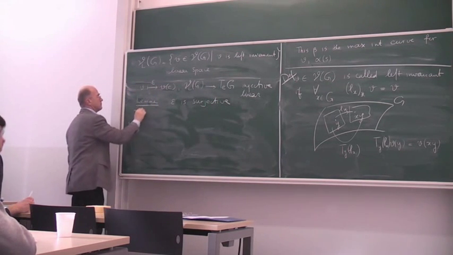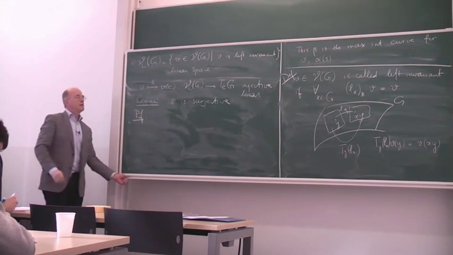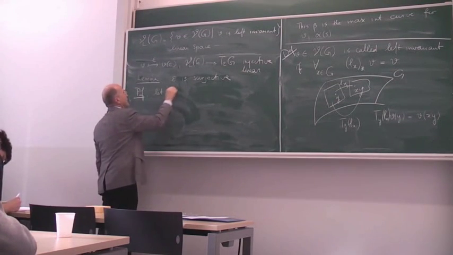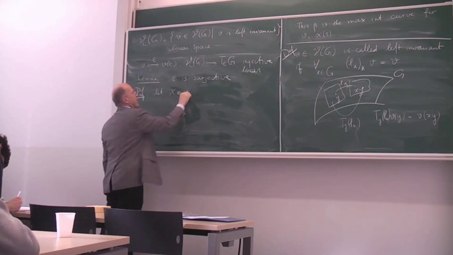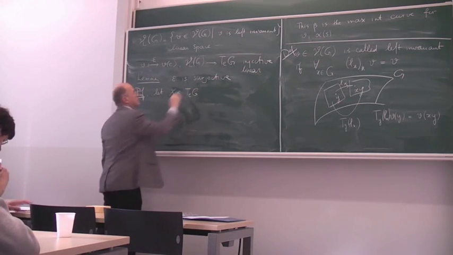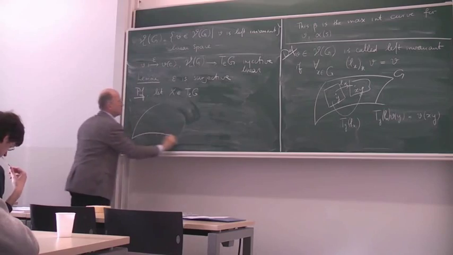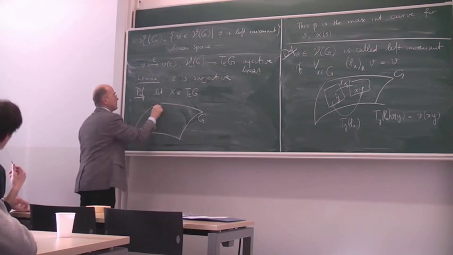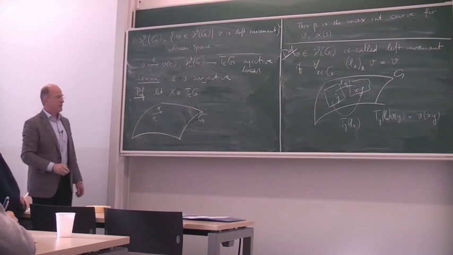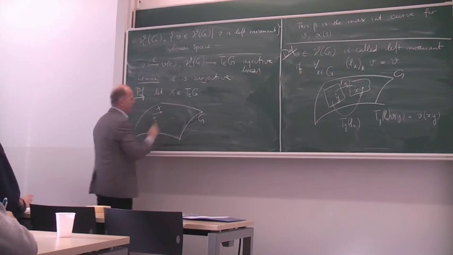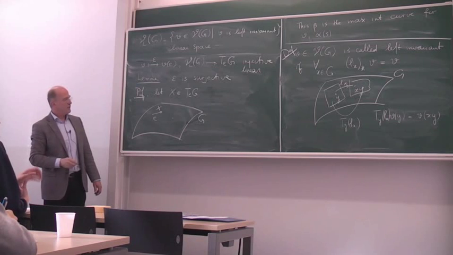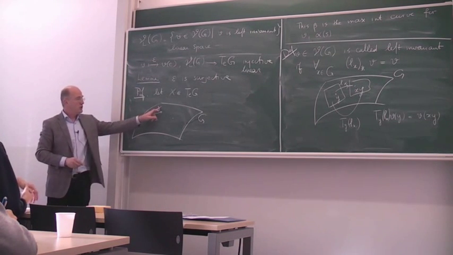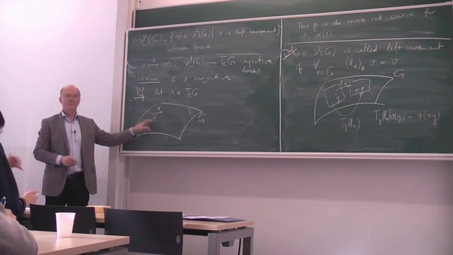So what is the proof? Well, the proof is as follows. Let x be a tangent vector at the neutral element. So this is G, this is the neutral element, the identity element, we have a vector x, and now I want to define a vector field, a left invariant vector field, which produces x at the identity element.